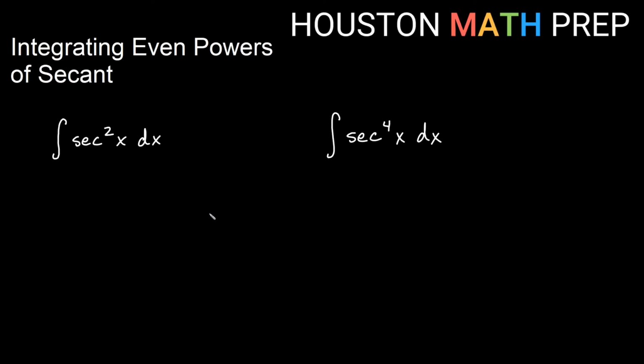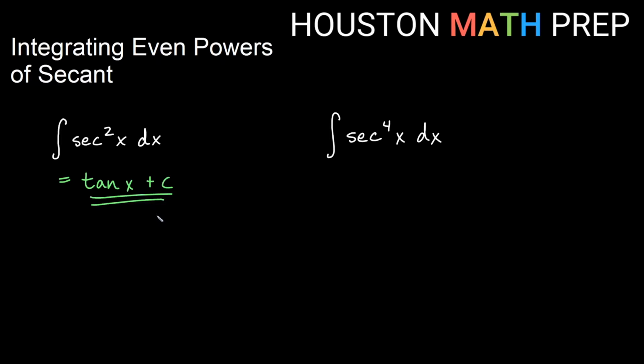Our video on integrating even powers of secant. One of the first things that you probably learned to integrate would be the integral of secant squared x. We know the derivative of tangent of x is secant squared x, so the integral of secant squared x dx is just going to be tangent of x plus c. That's about as easy as it gets, right?